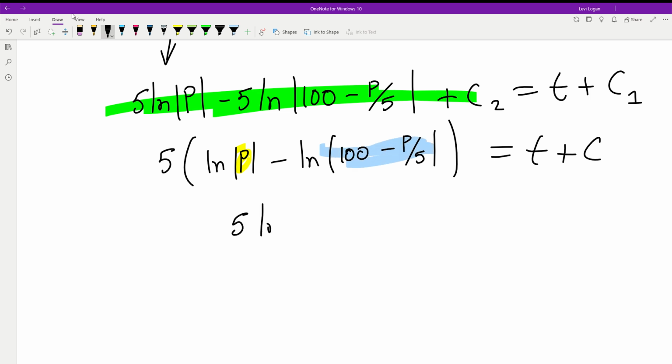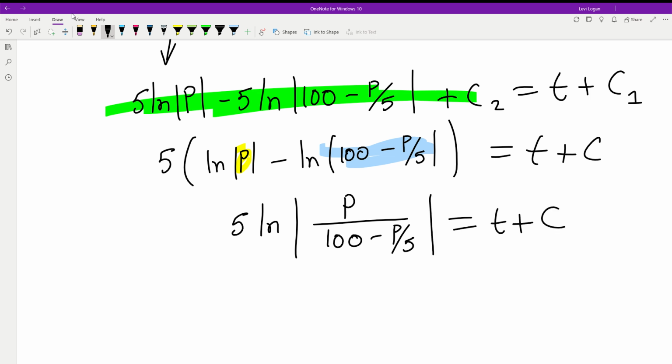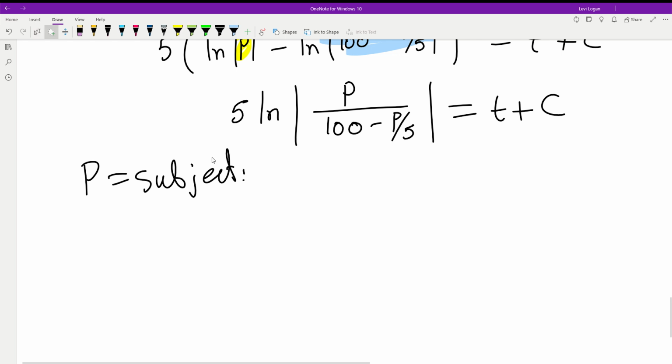So 5 ln. Now you're going to have the absolute values here because you can only have positive inputs in here. Minus P over 5 equals T plus C. Now we effectively want to make P the subject, which is in its own little problem because we have P in multiple places, but all it requires is a little bit of algebra.